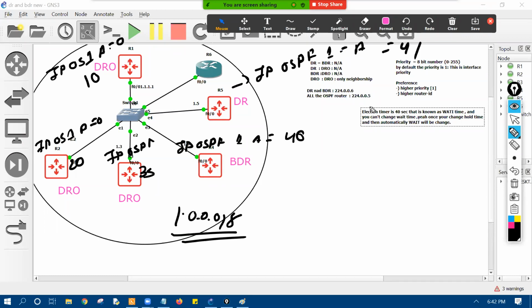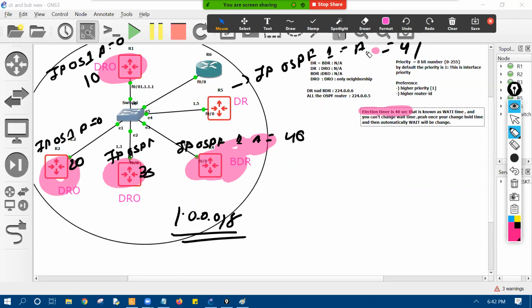Do you know who will participate in the election of DR and BDR? Only these routers will participate, this guy, this guy, this guy, and this guy. Because you have configured within the 40-second election timer. Whatever router has been configured within 40 seconds will participate in the election of DR and BDR.